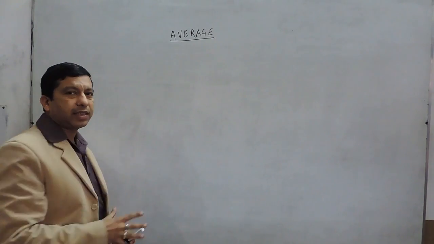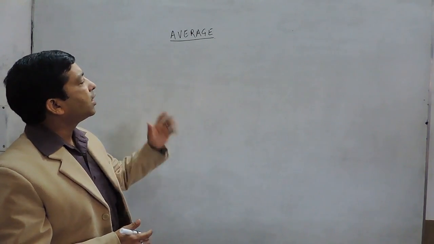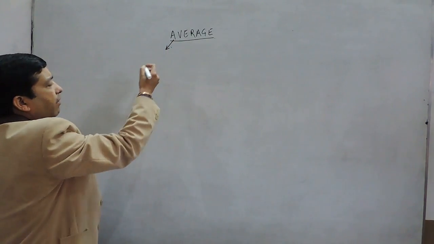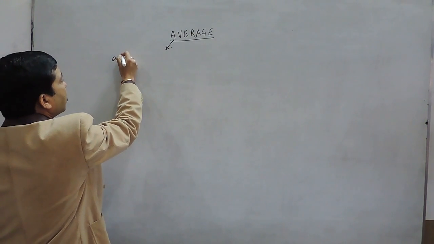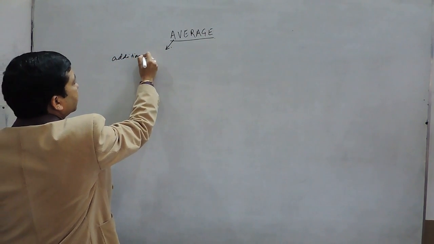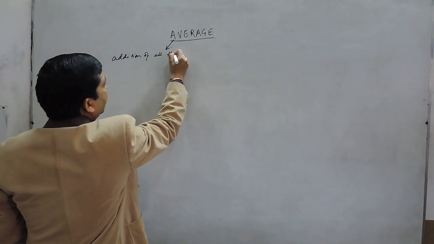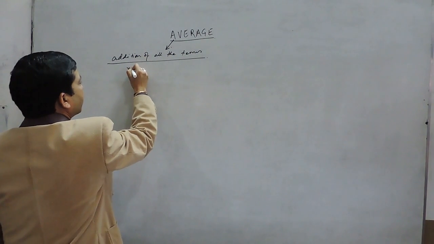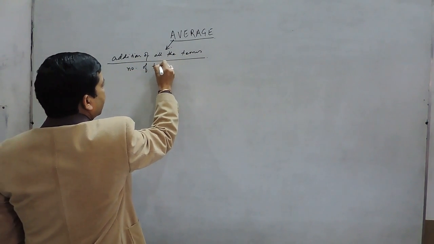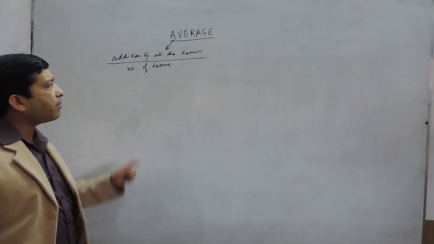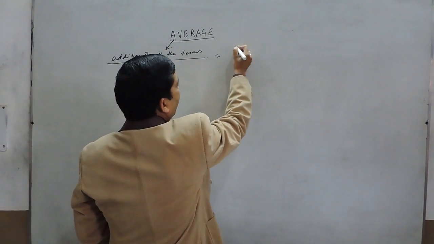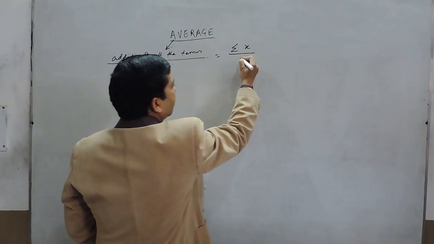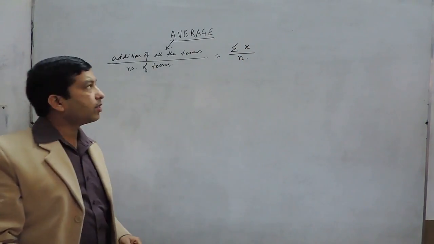When I talk about average, the first question that arises is, what is average? When we say the term average, it is basically the addition of all the terms divided by the number of terms. The addition of all the terms can also be written as summation x, and the number of terms is n.